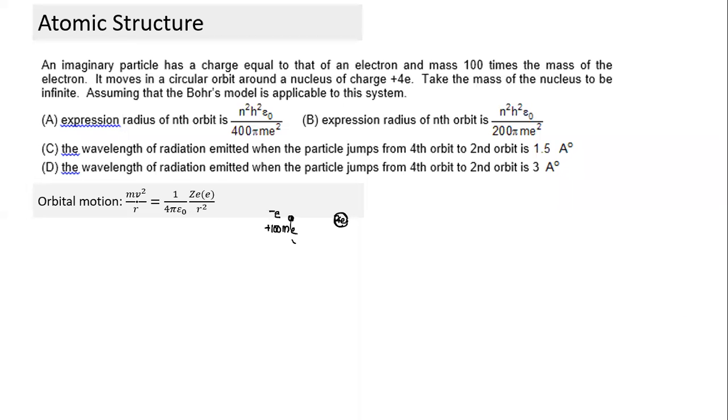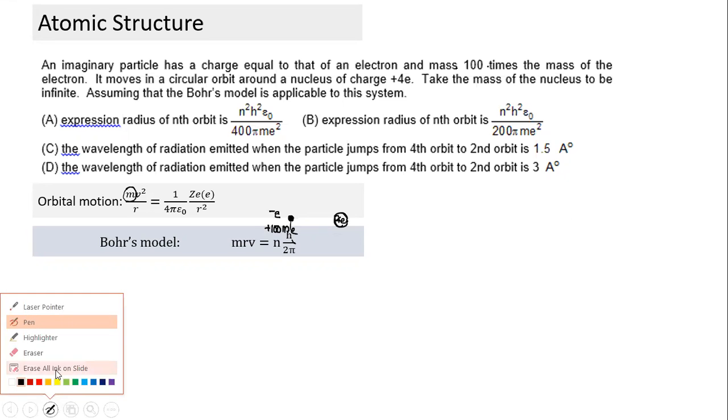So when I write the basic equation, electrostatic force of attraction is equal to centripetal force. Centripetal force is mass of the orbiting object times V square by R. What does this M imply here? This M implies the mass of the orbiting object, which is equal to 100 times the mass of the electron. That's the only difference. And the second equation is the normal Bohr's model.